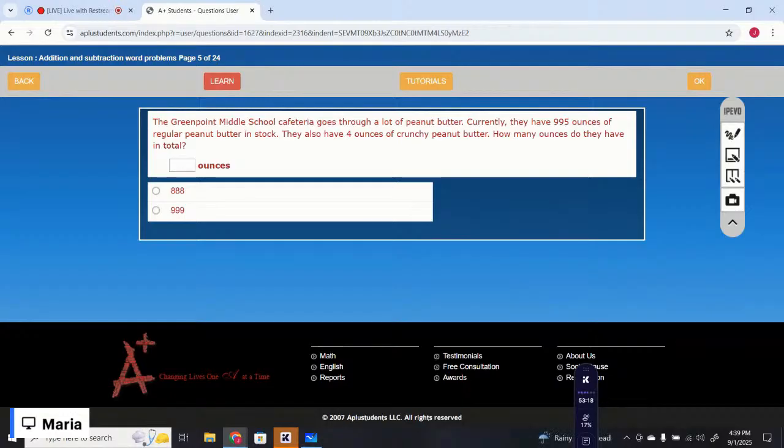The Greenpoint Middle School cafeteria goes through a lot of peanut butter. Currently, they have 995 ounces of regular peanut butter in stock. They also have 4 ounces of crunchy peanut butter. How many ounces do they have in total?